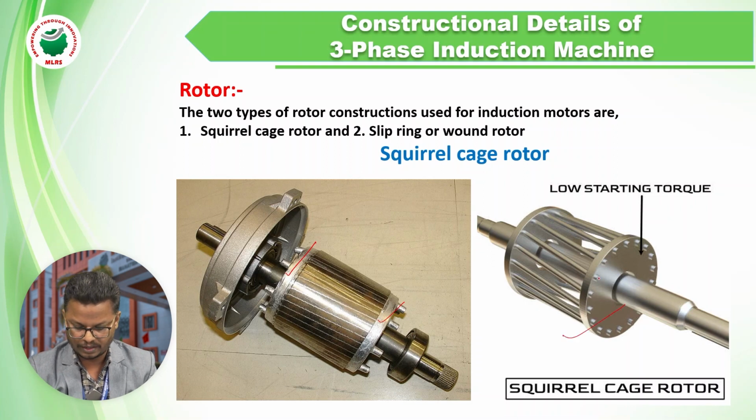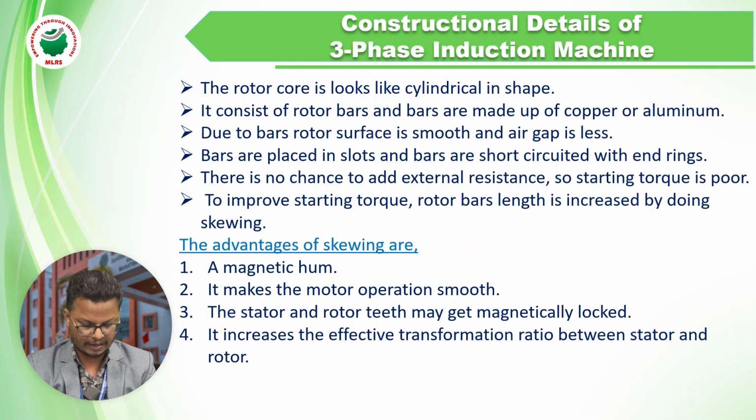So this is called a squirrel cage. Due to the short circuit of the end rings, we are unable to insert extra resistance. When no extra resistance is present, the initial torque will be less. Why? Because we are using copper material, which has low resistance, so there is no chance of adding extra resistance. So the starting torque will be poor.